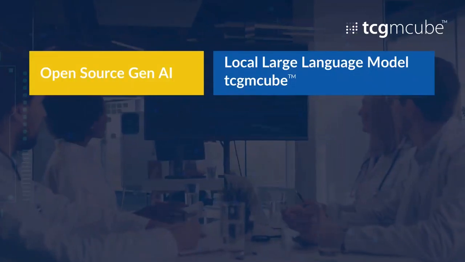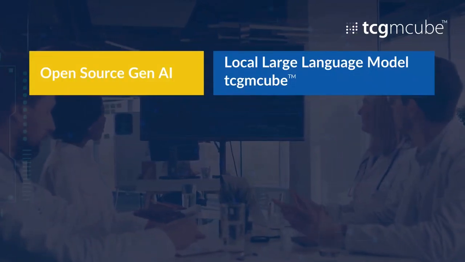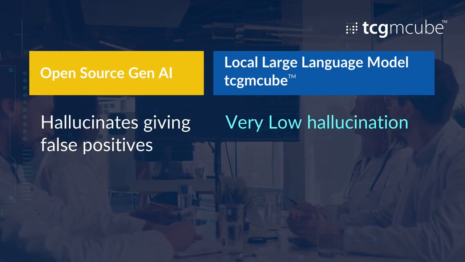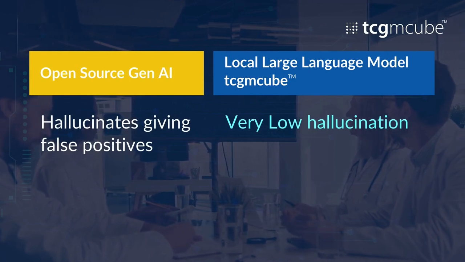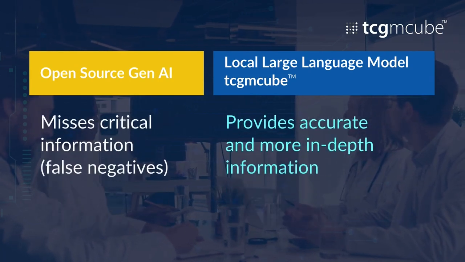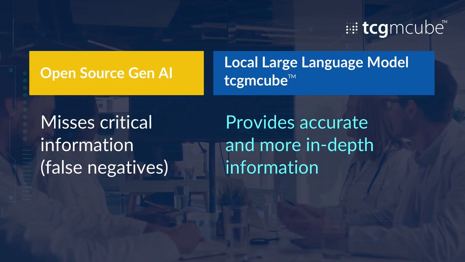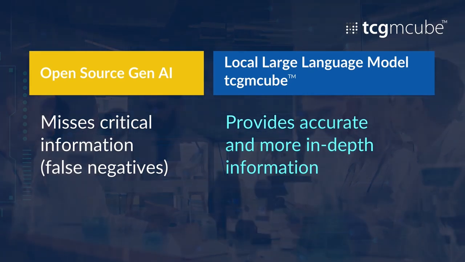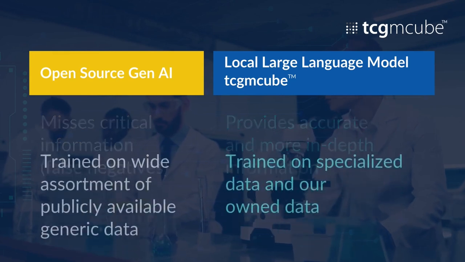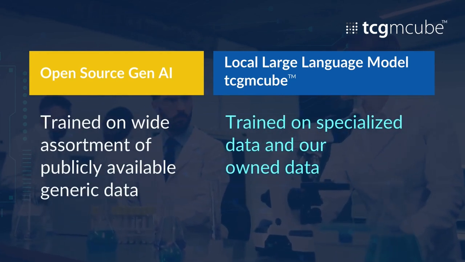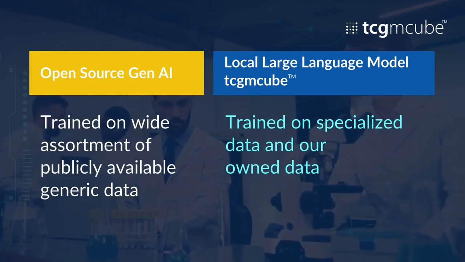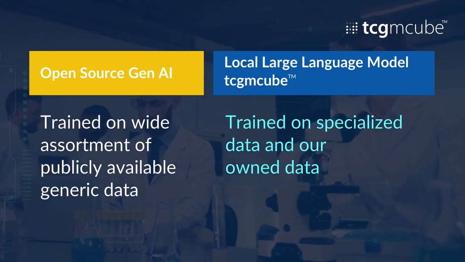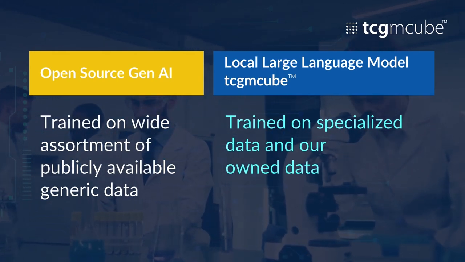In summary, it's fair to say that open source LLMs not just hallucinate, that is giving false positives, but also miss reporting critical information, false negatives. Missing such critical information, which we call known unknowns, can be as detrimental as hallucination. Our local LLM has been trained on our owned and specialized data while open source is trained on publicly available data.